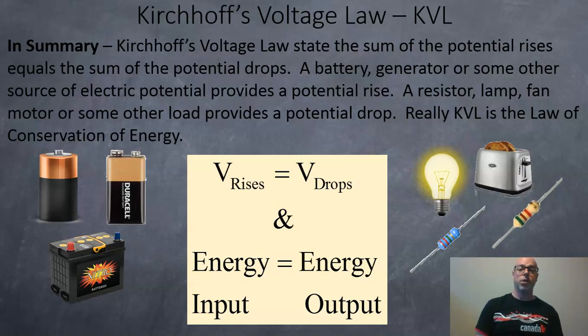So Kirchhoff's voltage law states the sum of the potential rises equals the sum of the potential drops. A battery, generator, or some other source of electrical potential provides a potential rise. A resistor, a lamp, or a fan motor, or some other load provides a potential drop. And really, Kirchhoff's voltage law is really the law of conservation of energy. So the voltage that comes in must come out, just like the energy that goes into a system must be equal to the energy that comes out.